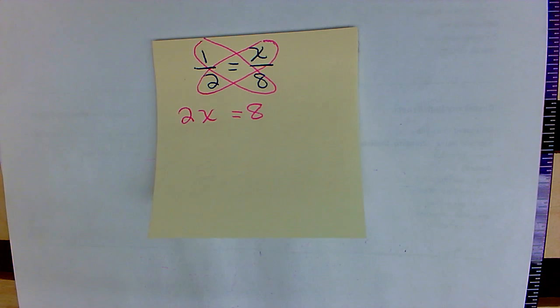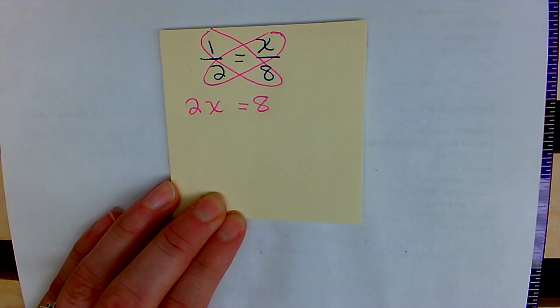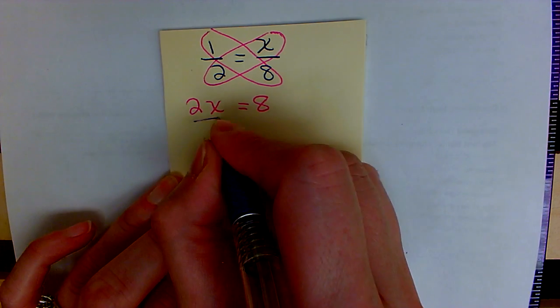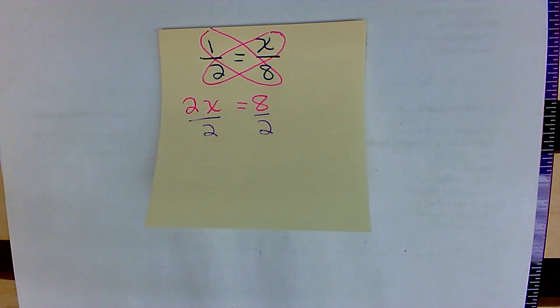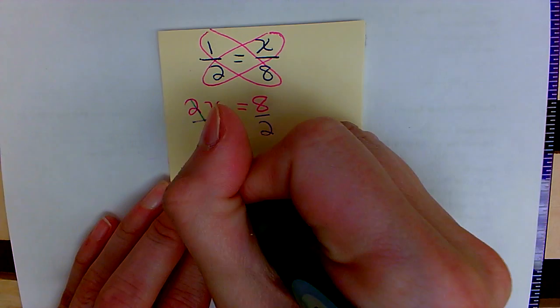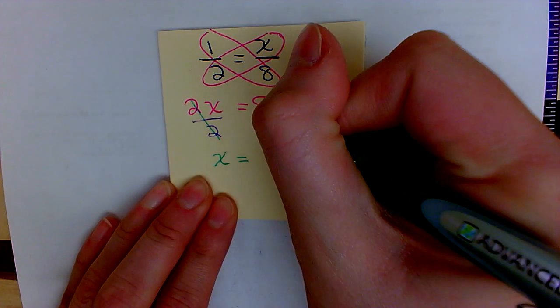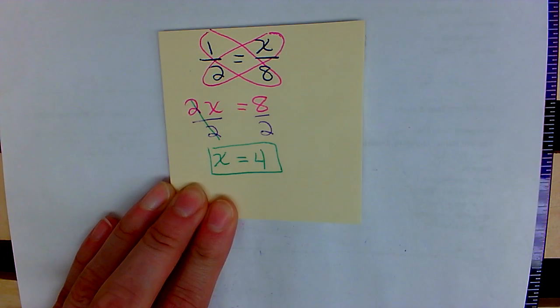Well, then from here, you need to solve for your letter x. In this case, 2 is being multiplied to x because there's nothing in between them. So we are going to divide both sides by 2. Now, what remains at this point? 2 divided by 2 leaves me with 1x, so that's on my left side. 8 divided by 2 gives me 4. So my answer is 4.